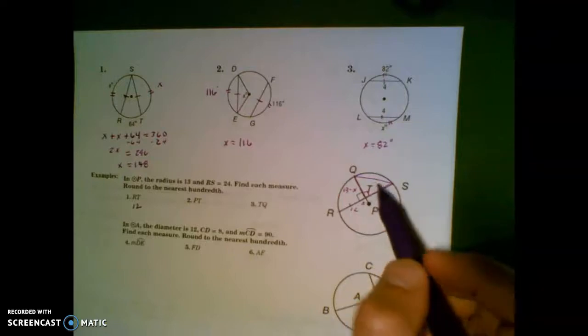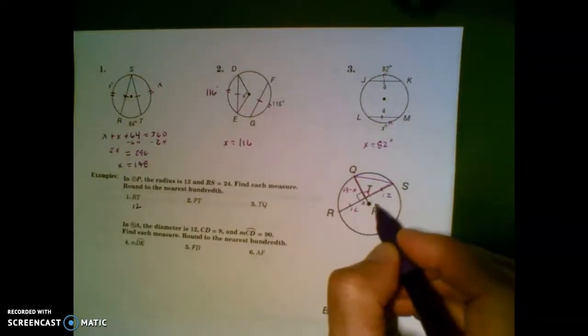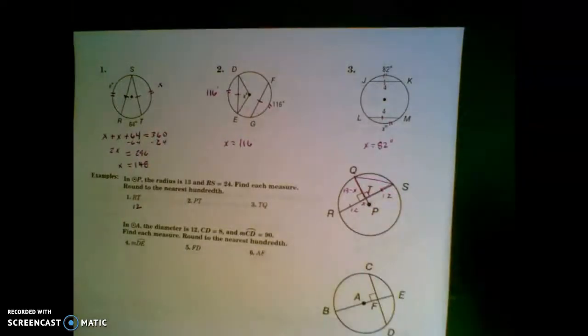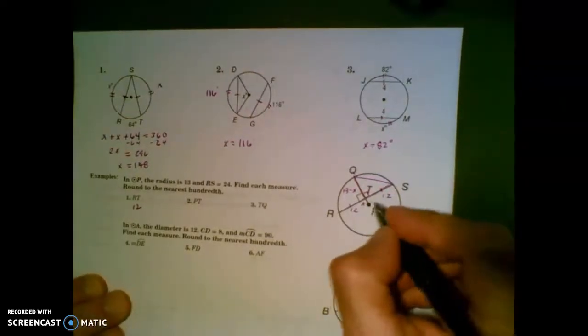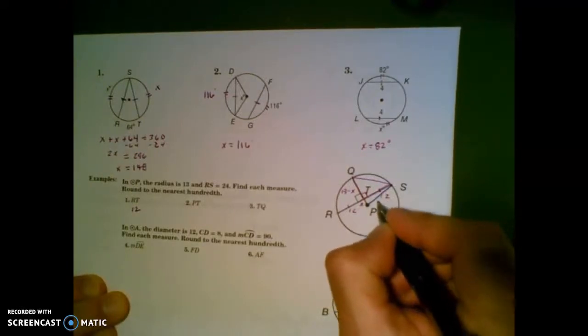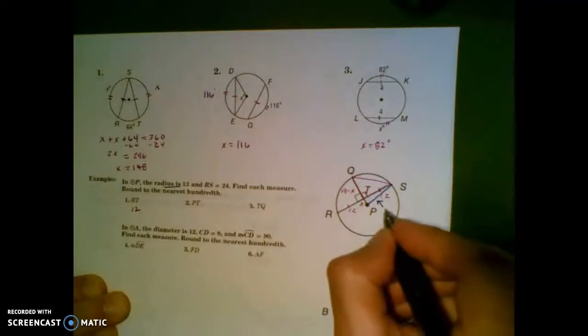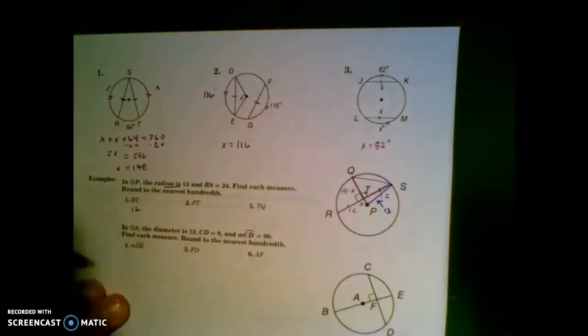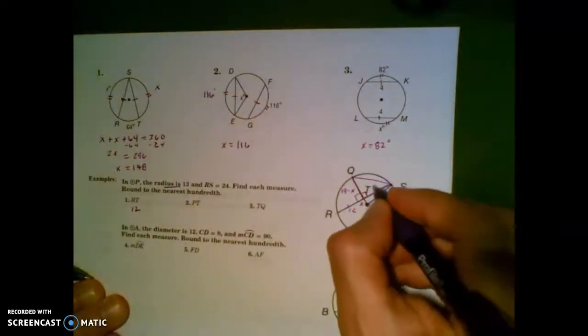And so we're going to figure out how big that is. I can't use Pythagorean theorem there because I have two unknowns. I see what I can do. I can use this radius right here, PS. PS is going to be a radius, and I know a radius is 13, so that's going to be 13. So now I know two sides. As soon as I know two sides, I know I can use Pythagorean theorem.